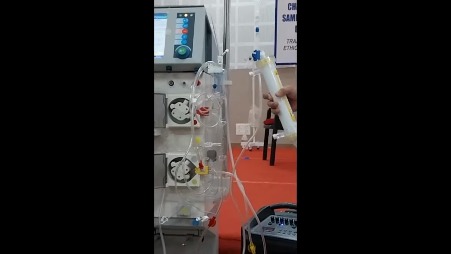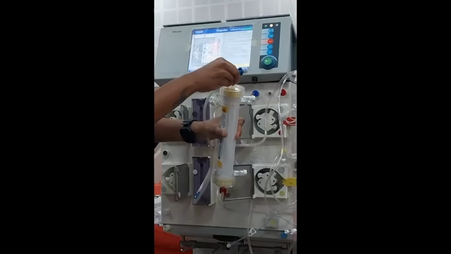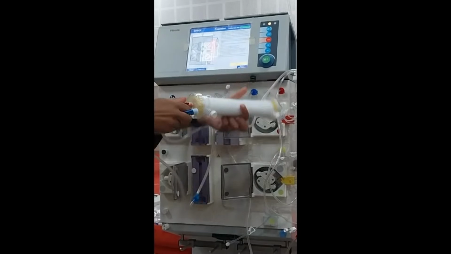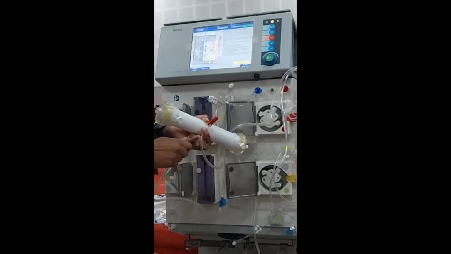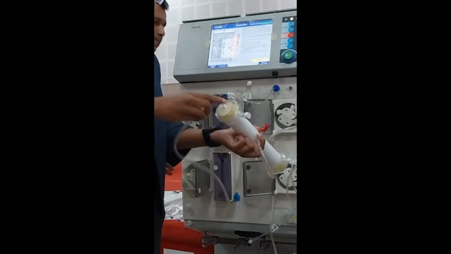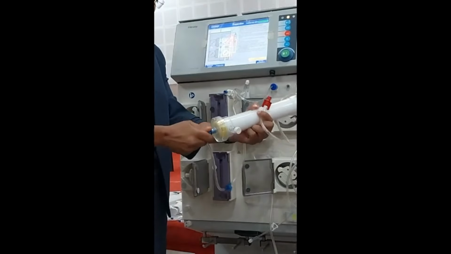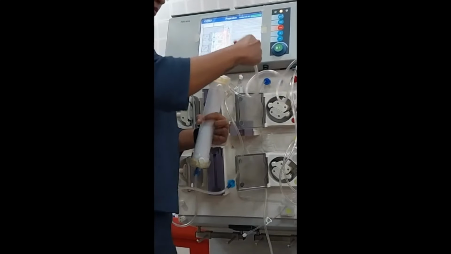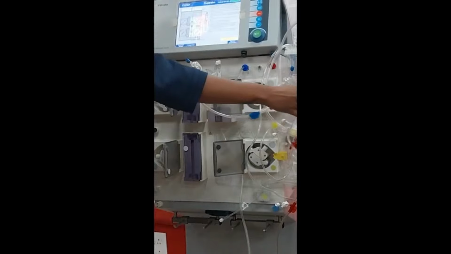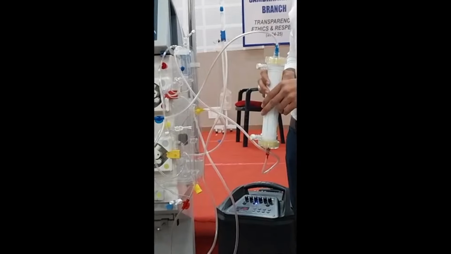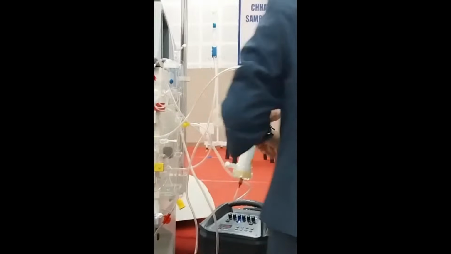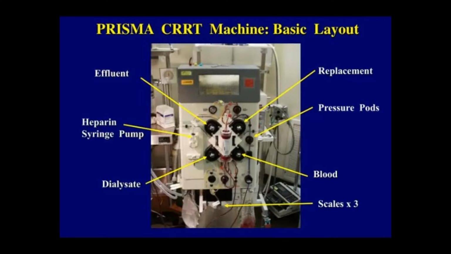Choose the dialyzer according to the machine which is being used and the patient characteristics and profile. Attach the arterial and the venous ends to the blood compartment of the hemofilter and attach the effluent and the dialysate lines to the dialysate compartment of the filter. Attach this to the holder. A similar layout is present in other machines too.